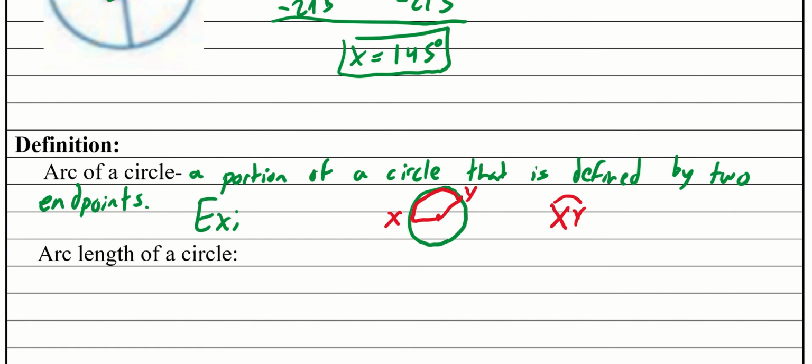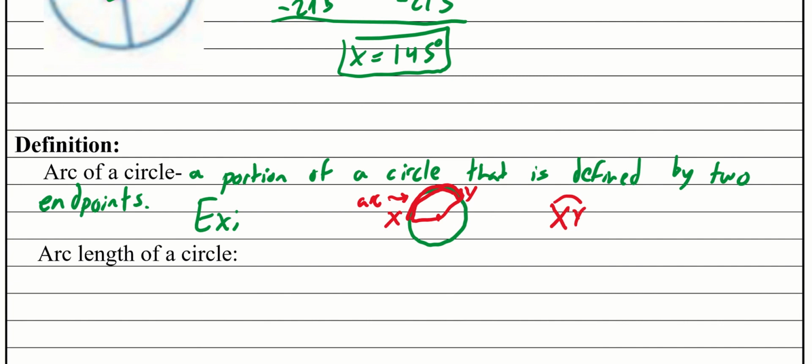This is the arc of the circle, or in other words, it is just the distance of this piece right here. So if I was walking around the circle and I traveled from x to y, that would be the arc xy there. Okay, it's the distance on the outside, or that portion that's defined by those two endpoints.